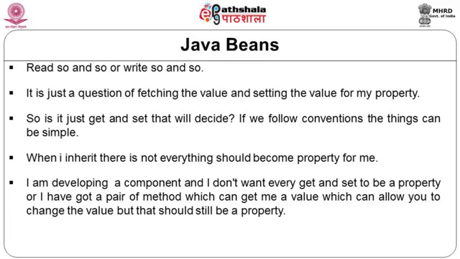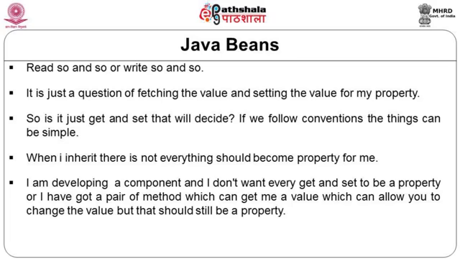Oh, it is a simple thing, because if you follow conventions, yes, things can be simple. But do I have control over this? Because when I inherit methods, maybe I do not want everything which I inherit to become a property for me. I am developing a component and I do not want every get and set to be a property. Or maybe I have got a pair of methods which can get me a value and allow me to change the value, and that should still be a property, though it is not following the convention. The convention is get and set. So, get and set is simply a convention.